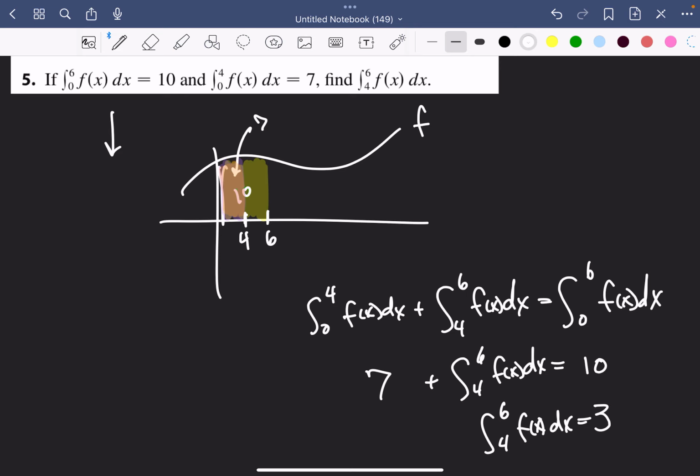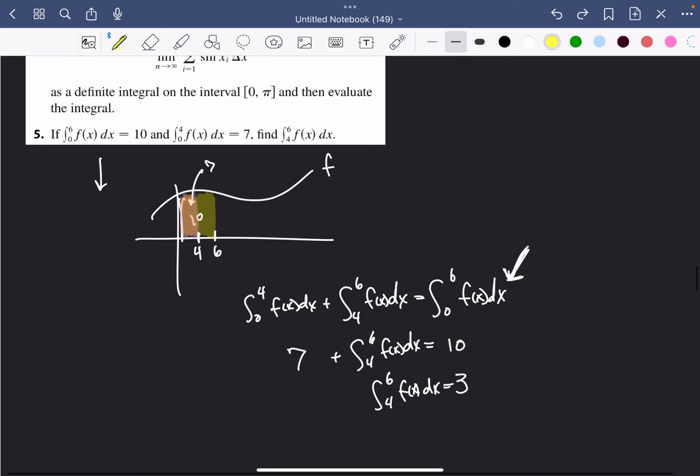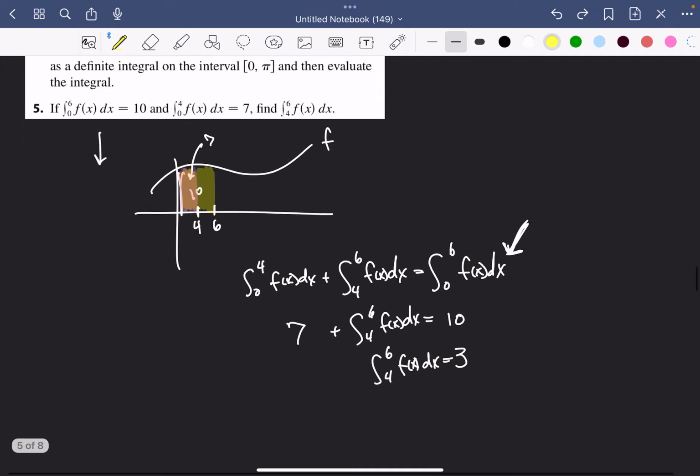Okay. So we really do need to see this first thing written out to get full credit. I need to understand that you see one area plus another area equals another. You cannot just write down the answer of 3. Okay. So that's number 5. Then we get to number 7.